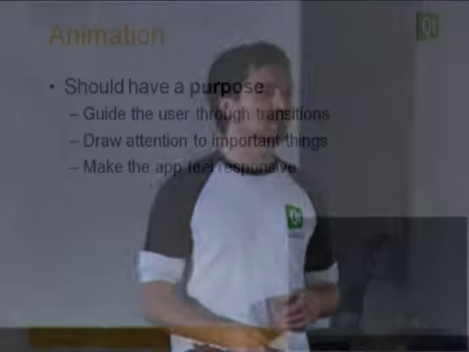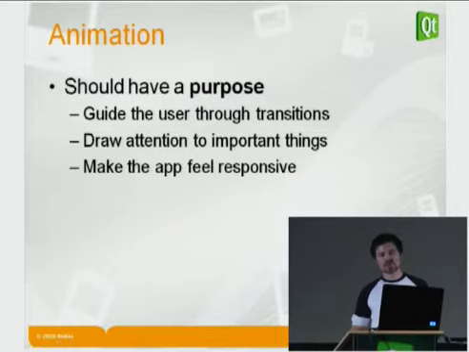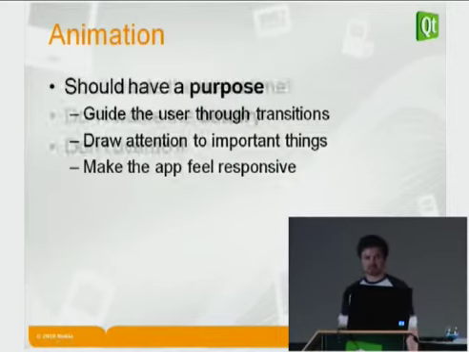You can use animations to draw attention to the important things happening. For instance, if your app suddenly loses network connection, you want to tell the user. You want something popping up in his face, even annoying him, because his entire app is probably not functioning properly at that point. And it can also be to make the app feel responsive. As I already mentioned with the input case, if you don't tell the user that something is happening, you're really going to frustrate them. So those are the cases where you should add animations.